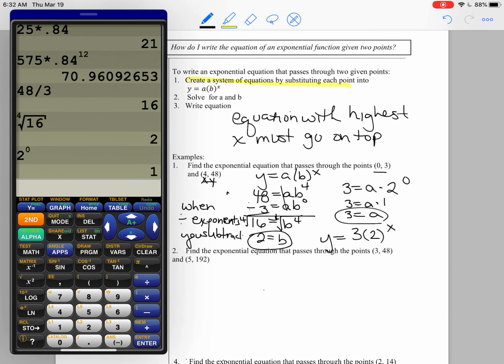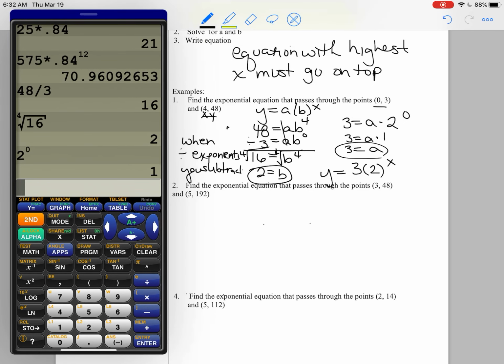All right, let's do the next one. Find the exponential equation that passes through the points (3, 48) and (5, 192). Again, starting with the larger x. This is x, this is y. So 192 equals ab to the 5th power. Do the other equation. 48 equals ab to the 3rd power. Please follow this way. If you're doing the classwork assignments from the book, please don't do it the way the book is doing it. I think it's too confusing.